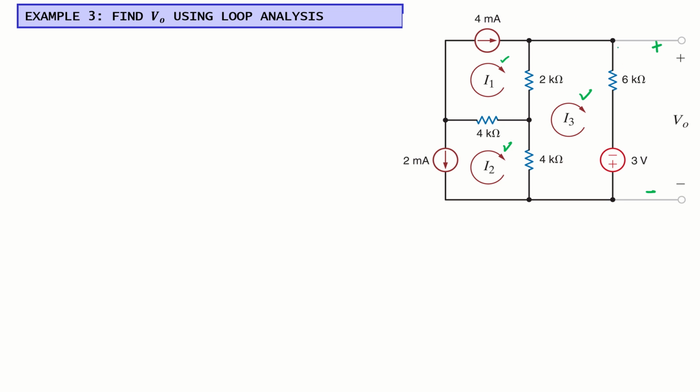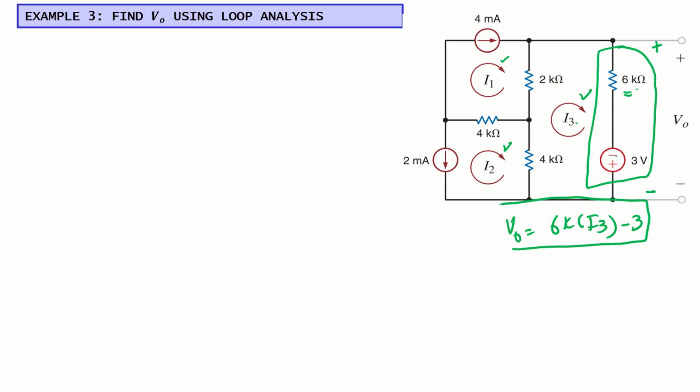V naught again is the voltage drop across this branch. So that will be basically the voltage drop across the 6K, which is 6K times the current I3, and minus 3. So this is the equation of our output. Now to get that, we just need to find the value of I3. How can we find that? We need to use loop analysis. After defining the loop currents, the second step is to write the loop equations, the mesh equations.